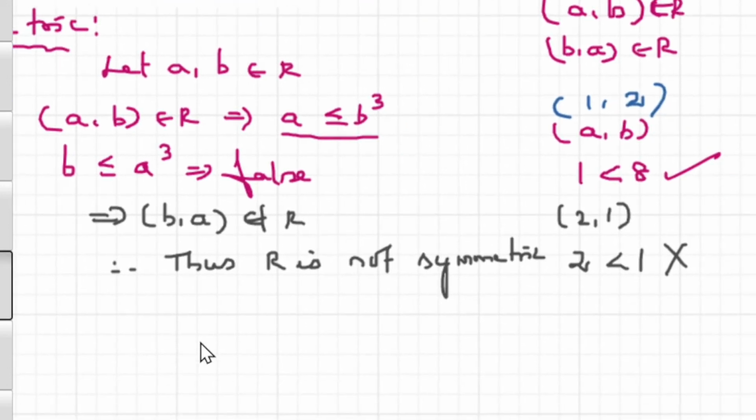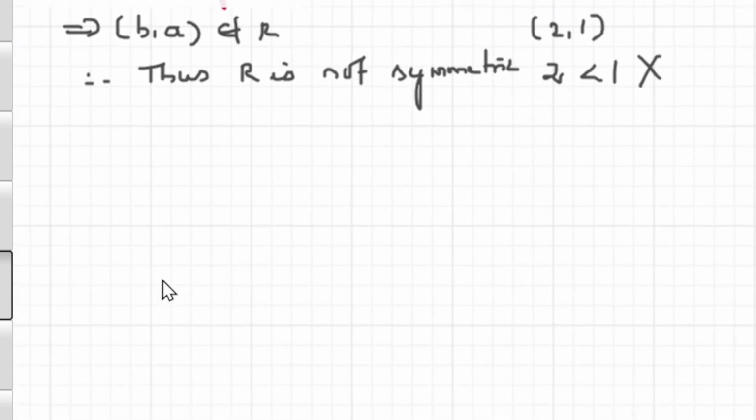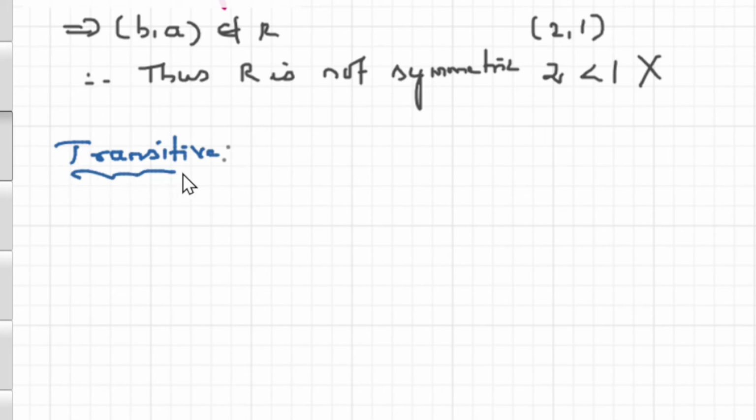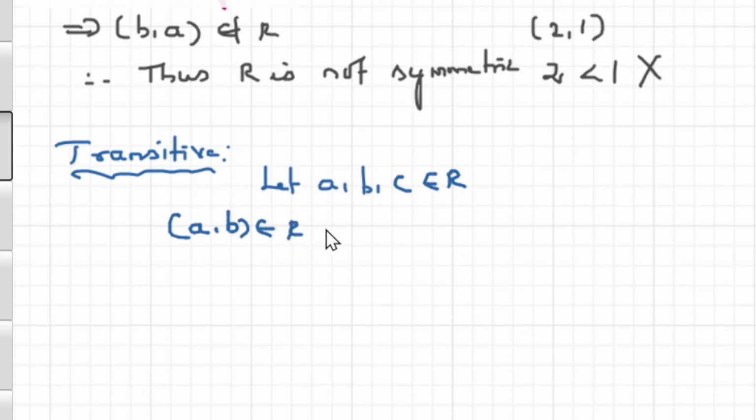Then next we'll see the transitive condition. So for the transitive, we have to take three different elements, a comma b comma c. Let us take a, b, c belongs to R. So a comma b belongs to R and b comma c belongs to R.